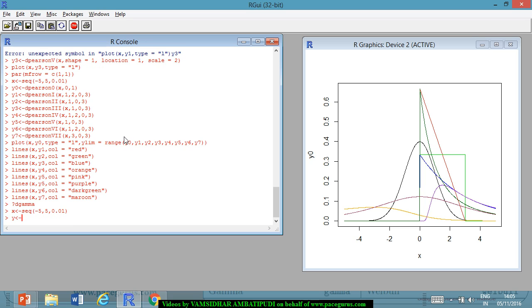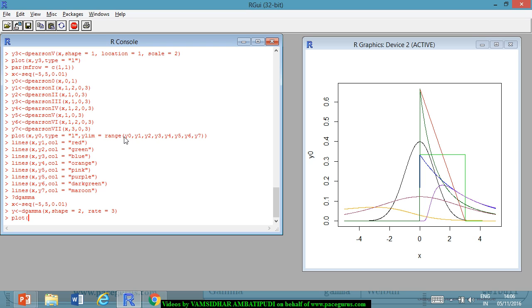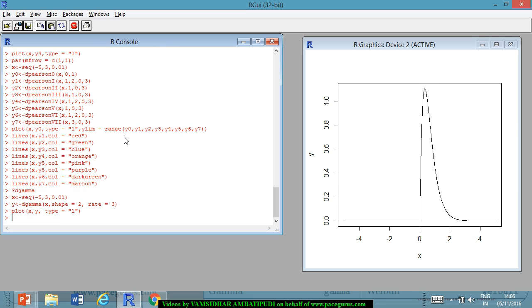Then y, I'll take it as dgamma, wherein I'm taking x as the input, the shape parameter, let me take it as 2, and rate parameter, let me take it as 3. So I'll get the y value. I can very well plot x comma y, and let me plot it as type as a line. So we are getting plot x comma y, and this is how I see that this particular gamma function with a shape of 2 and a rate of 3.